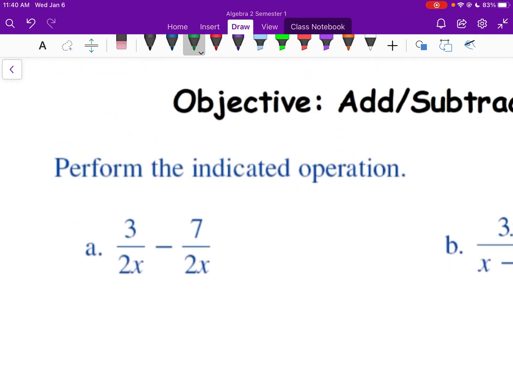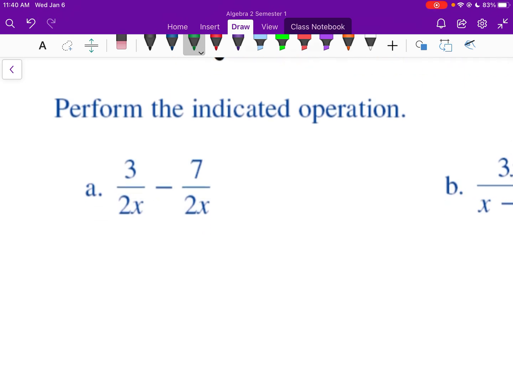Perform the indicated operation. We have 3 over 2x minus 7 over 2x. Whenever you see adding or subtracting, we're going to look for that common denominator. The nice thing about this one, we already have that common denominator. So in that case, all we have to do is subtract the numerators. So we're going to get -4 over 2x.